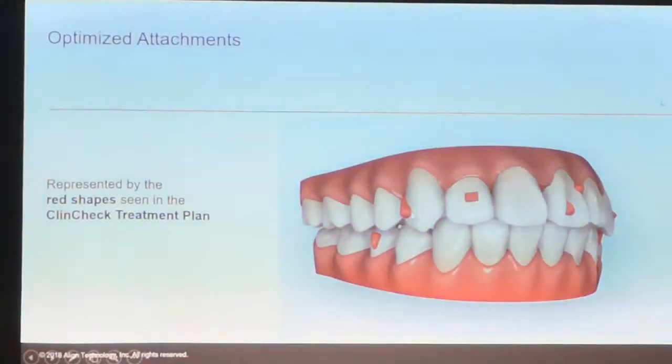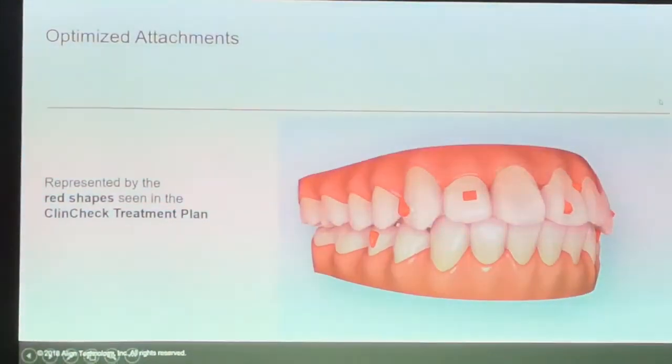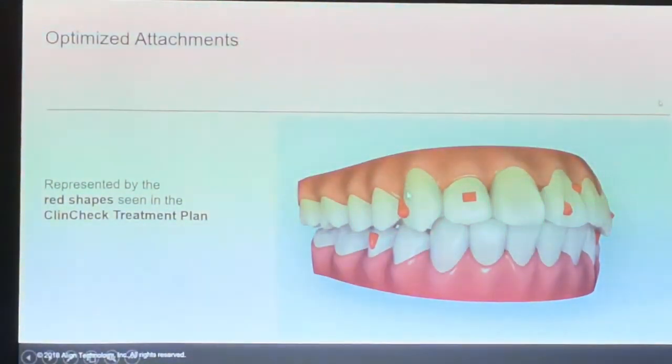Okay, so the attachments will show in red, as in ClinCheck. As I mentioned earlier, different teeth and different movements will have different types of attachment. If you look at this picture, you will see the attachments in red on the lateral incisor and on the canine. We will have different shapes and different types of attachment, because these are two different teeth, and these two different teeth need different movements. So you don't have to worry that you have to plan your own attachment, because it will be provided by the software.